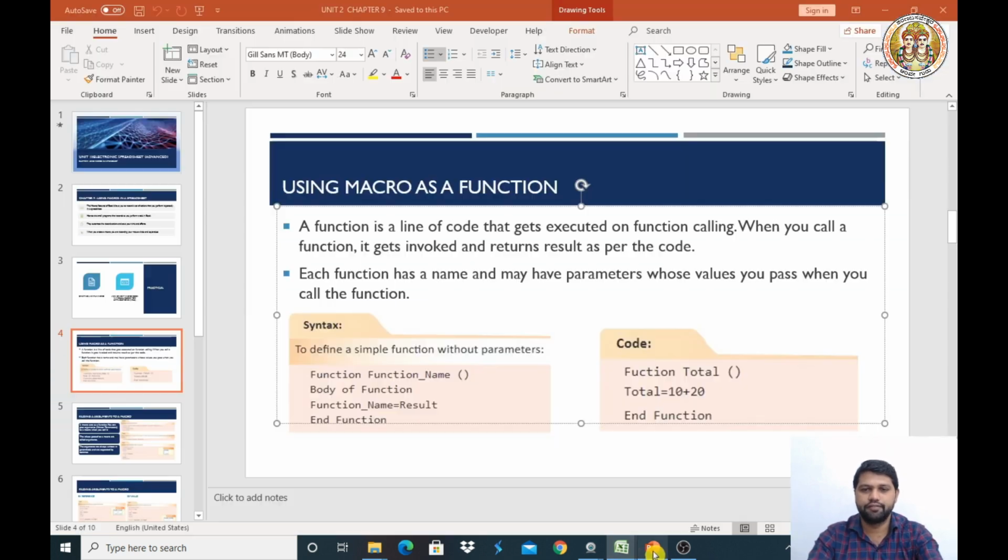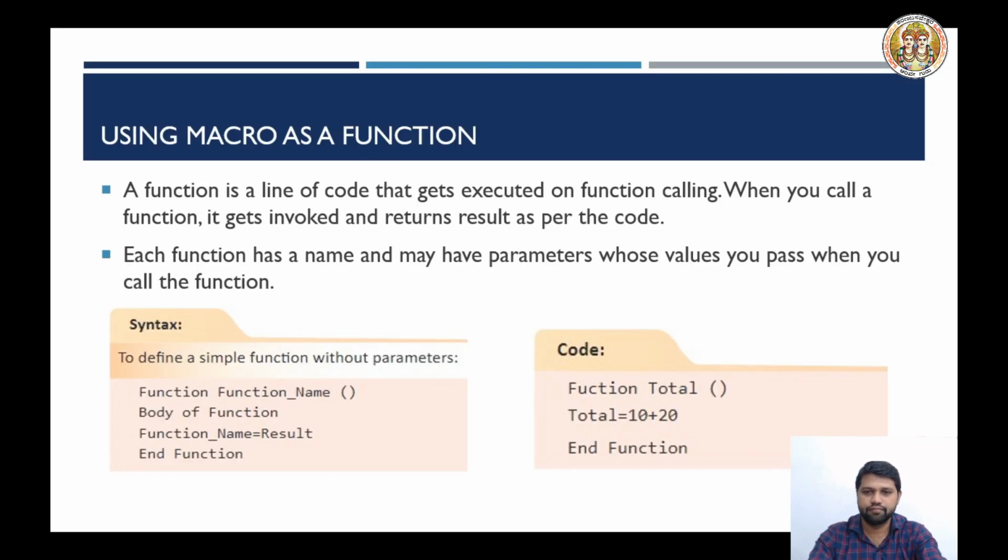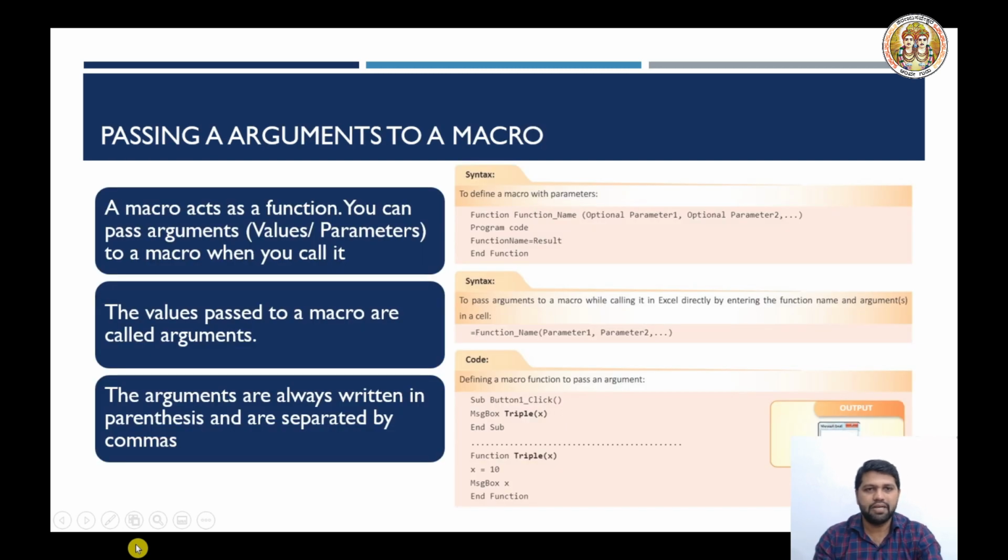And the next, passing arguments to a macro. Arguments are nothing but values or parameters. A macro acts as a function. You can pass arguments to a macro when you call it, right? Through the buttons we can do that. The values passed to a macro are called the arguments. The arguments are always written in parentheses and are separated by commas.